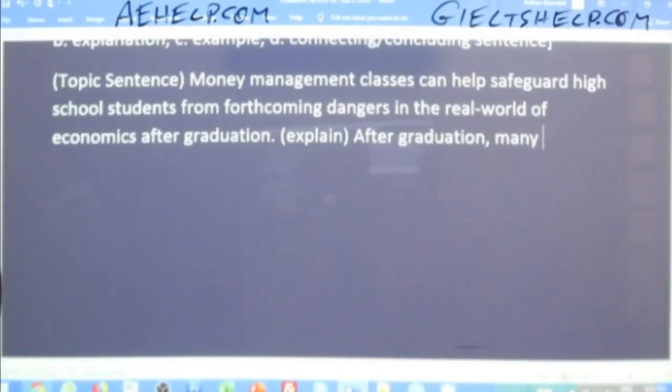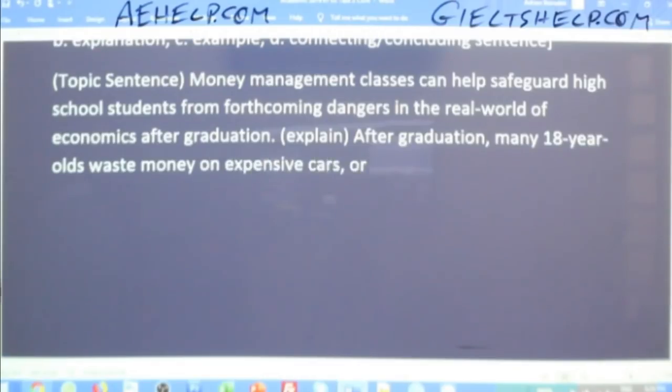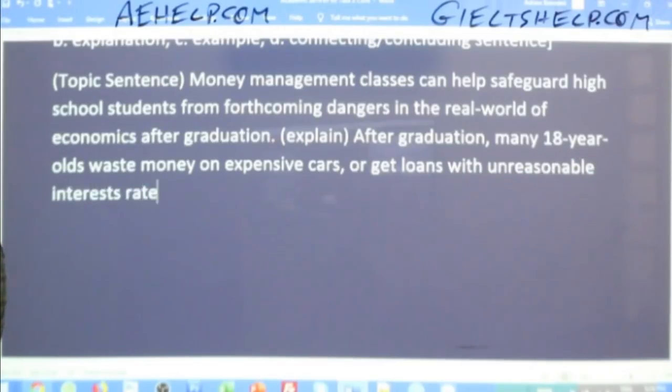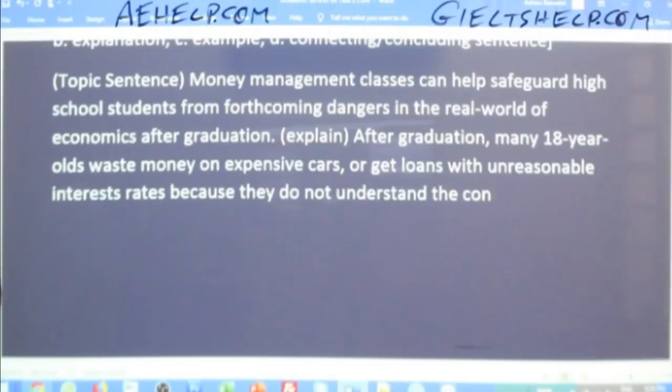So after graduation, many 18-year-olds waste money on expensive cars or get loans with unreasonable interest rates because they do not understand the consequences of their poor money management or poor decisions. I want to avoid repetition.